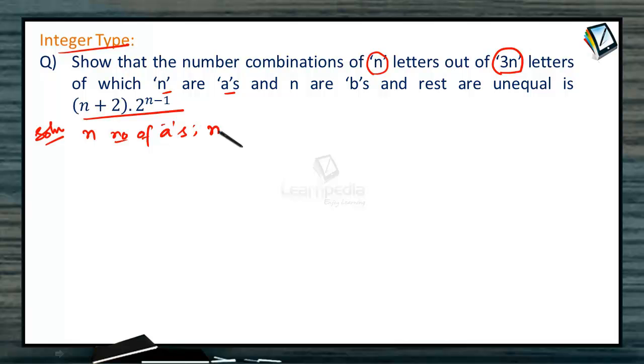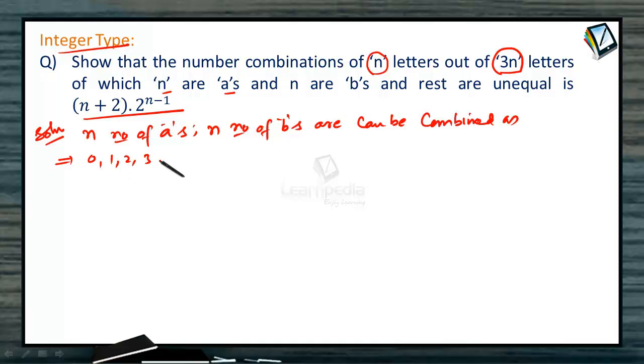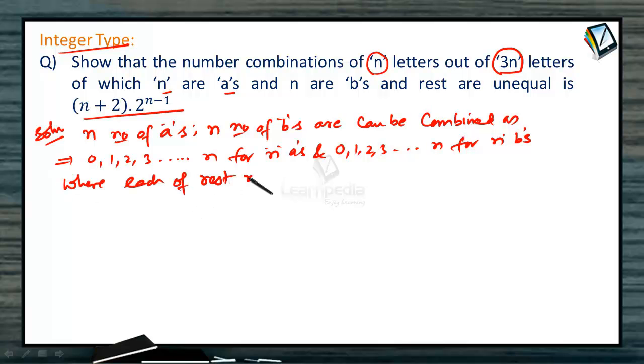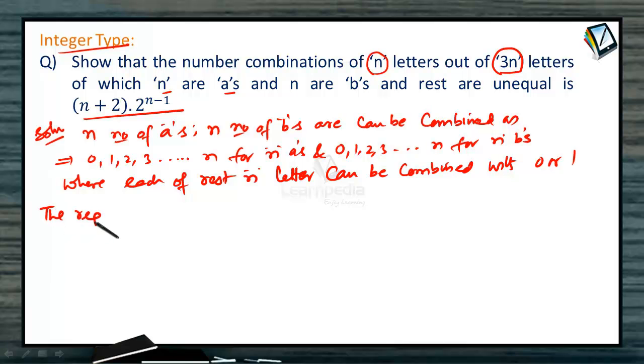Given the n number of a's and n number of b's, they can be combined in the order 0, 1, 2, 3 up to n. This is for n a's, and the same 0, 1, 2, 3 up to n for n b's. Where each of the rest n letters can be combined with 0 or 1.